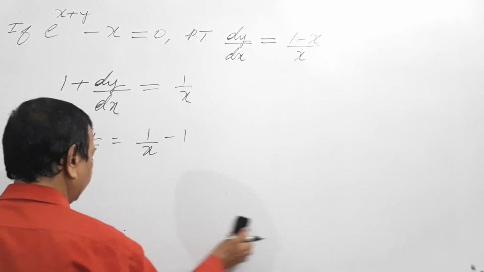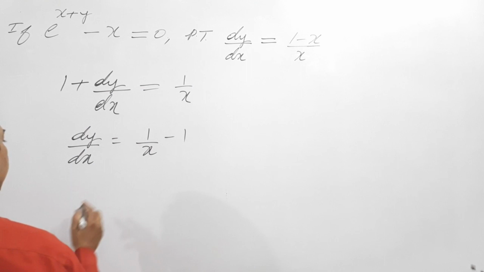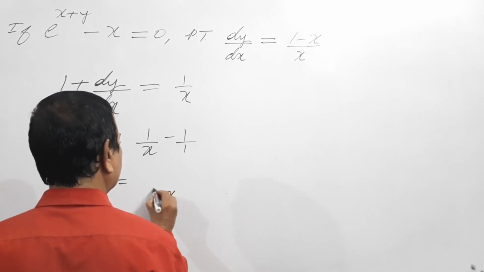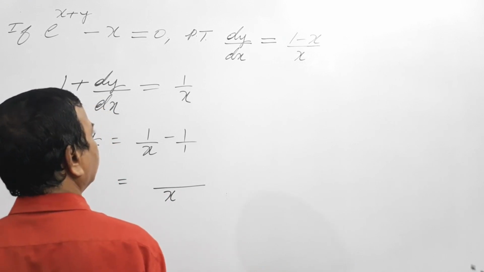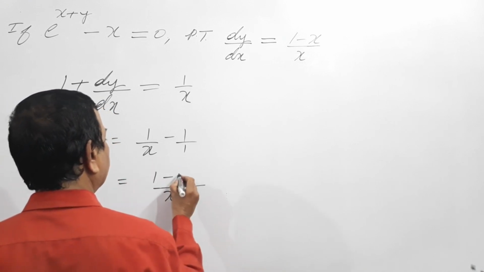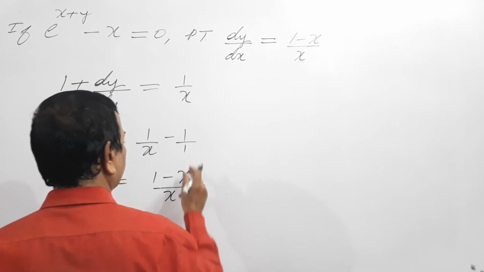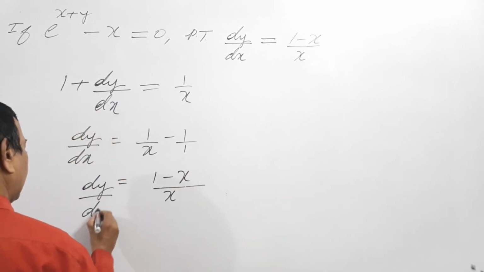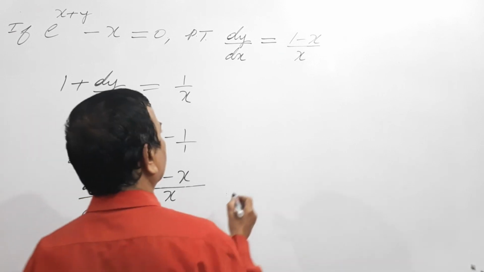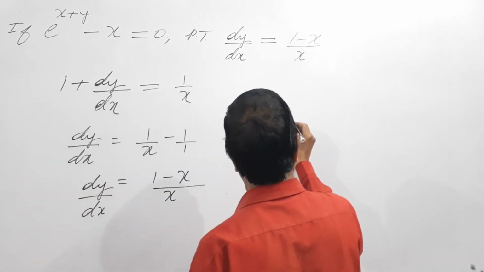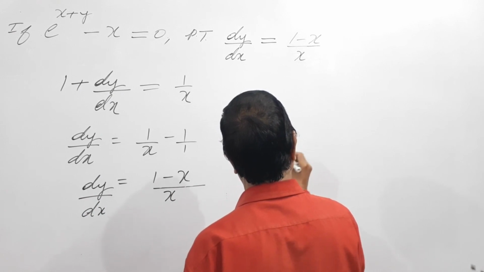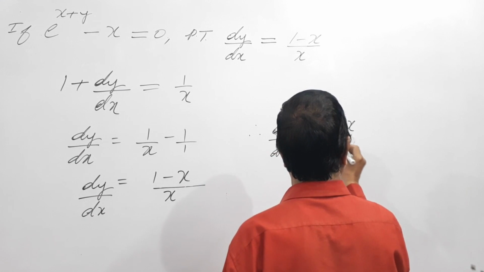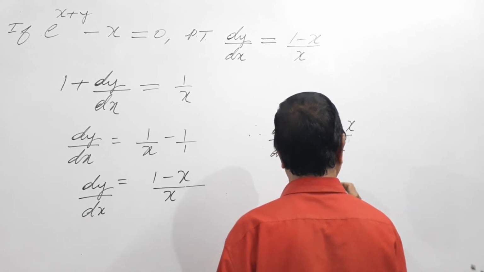So I'll rub this also. I'll take LCM here, that is, x is LCM. So what happens here? 1 minus x by x times dy by dx. Therefore, dy by dx equals 1 minus x by x, hence proved.